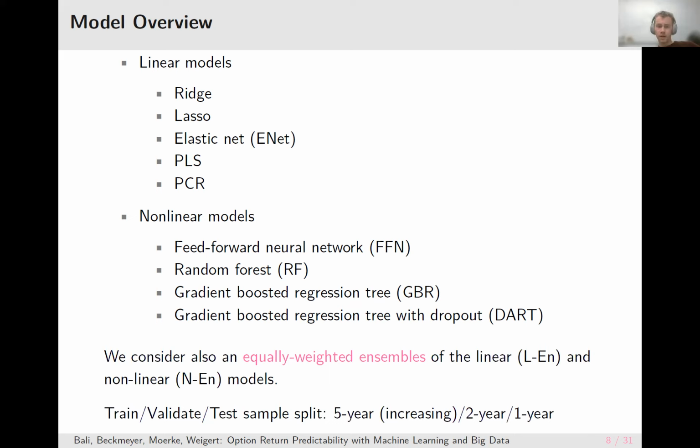To estimate our model, we follow the standard train, validate, test sample split. So for the first year that we want to predict, which is 2003, we use 5 years to train the model, 2 years to validate the hyperparameters, so how does the model structure itself look, and then predict returns for 1 year. Then we roll everything forward 1 year, but keep the start of the training sample fixed, so that we now train on the first 6 years, then the first 7, and so forth.